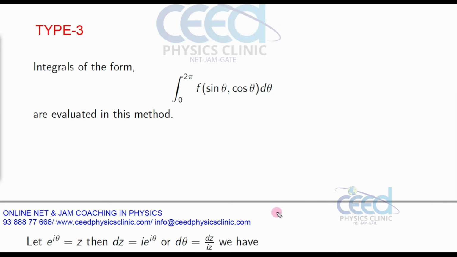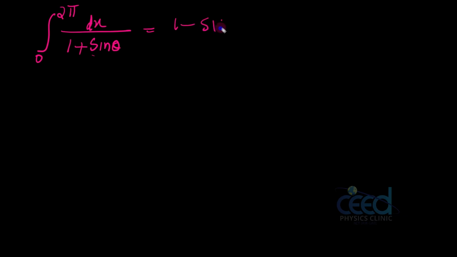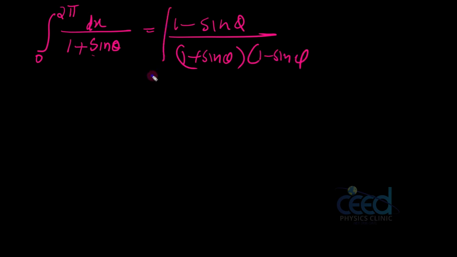Let me go to the blackboard. Suppose you want to calculate the integral 0 to 2 pi of 1 by 1 plus sin theta. This is a simple integral that we can calculate using ordinary integration. Let me check the answer first. By ordinary integration, we multiply by the conjugate: 1 minus sin theta divided by 1 plus sin theta into 1 minus sin theta, integral 0 to 2 pi.